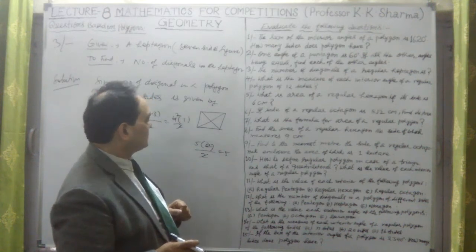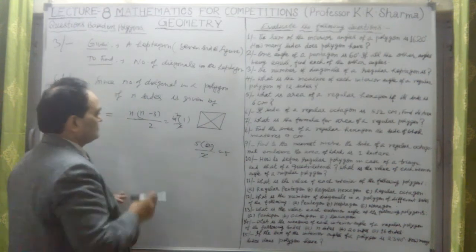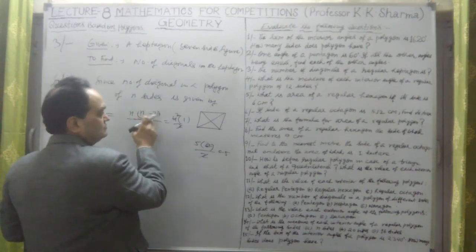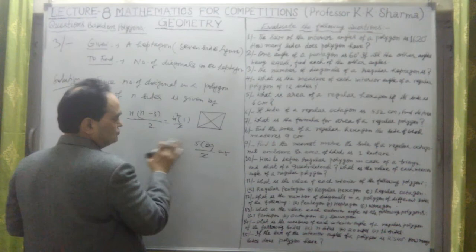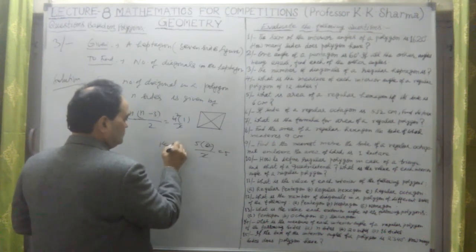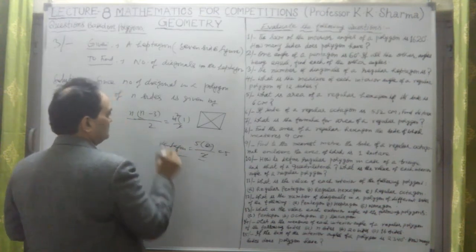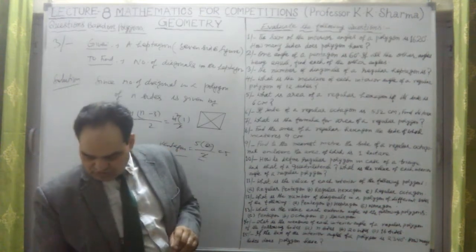Good. The number of sides is equal to the number of diagonals in the case of a pentagon. If n is 5, 5 into 5 minus 3 means 2, 2 upon 2 cancelled out, so only 5. In a pentagon, the number of diagonals is equal to 5. This is how we calculate the number of diagonals.